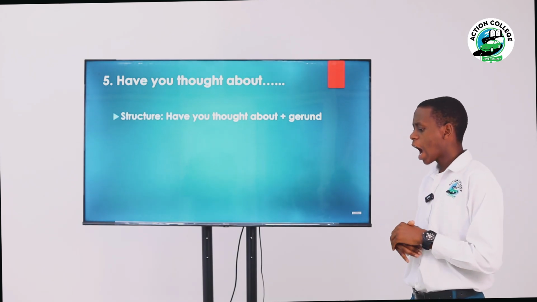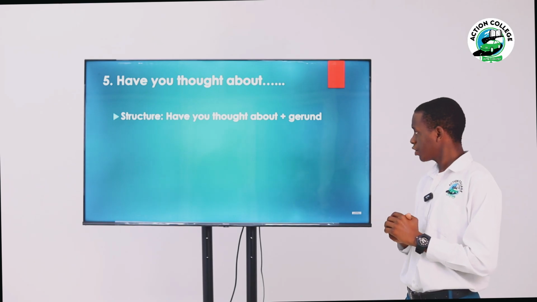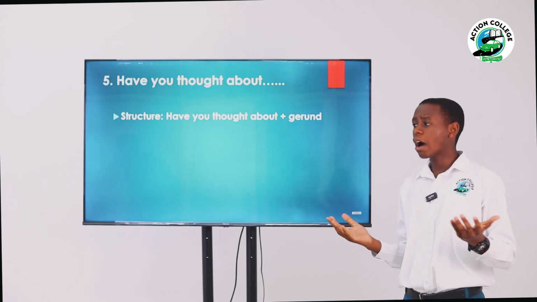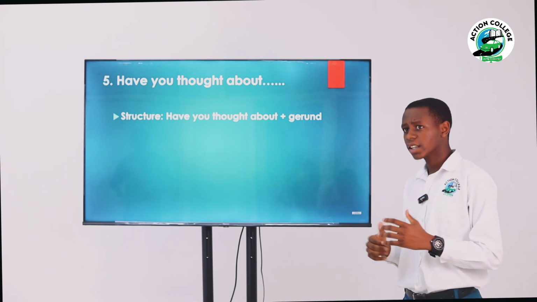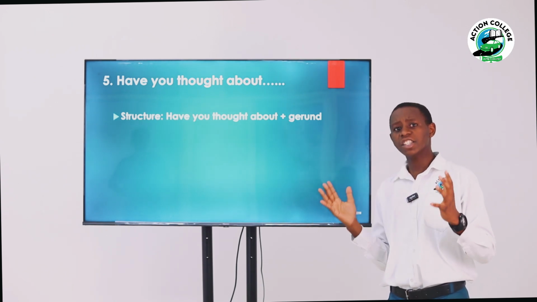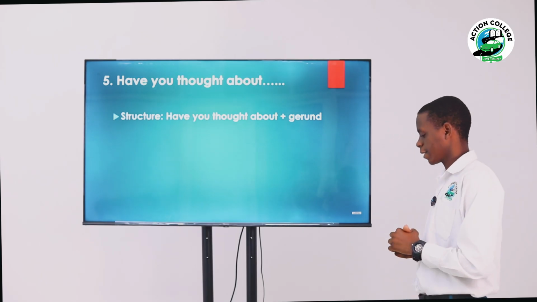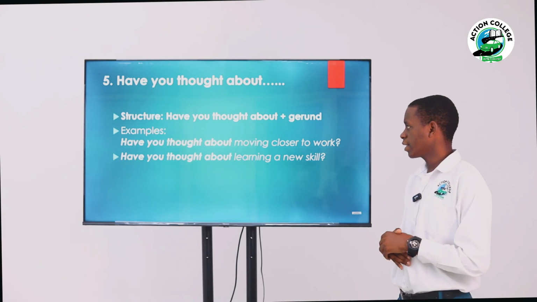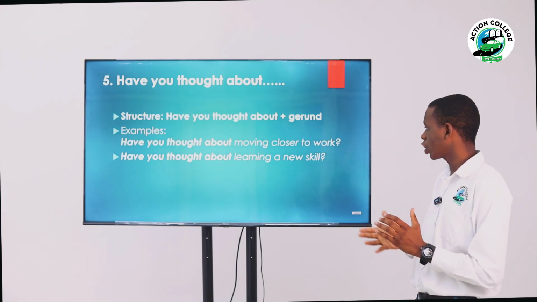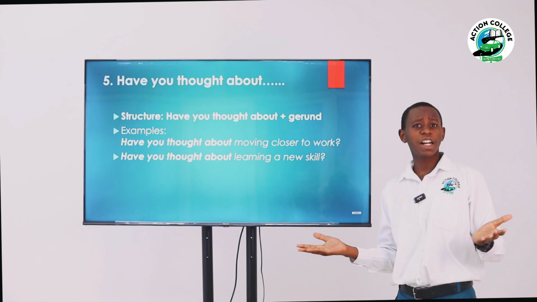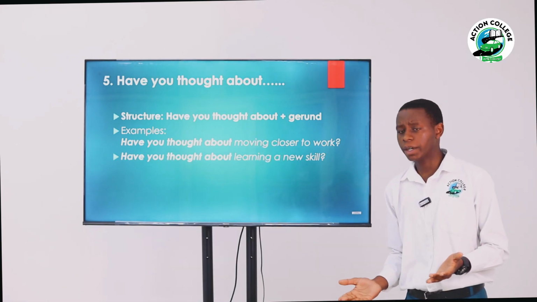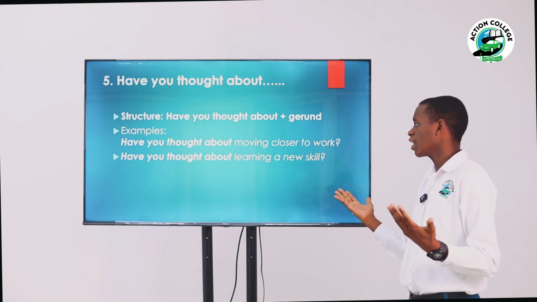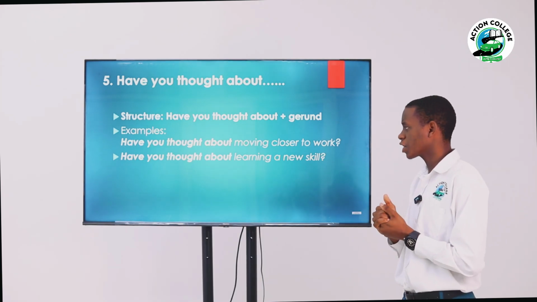have you thought about, plus gerund. You can even say, have you ever thought about this? Also, it is possible. So it means that it is a good way to give advice. For example, here you can say, have you thought about moving closer to work? Maybe you see that someone is living far away from their work, but if you want to encourage him to come closer to work, you can say, have you ever thought about moving closer to work?